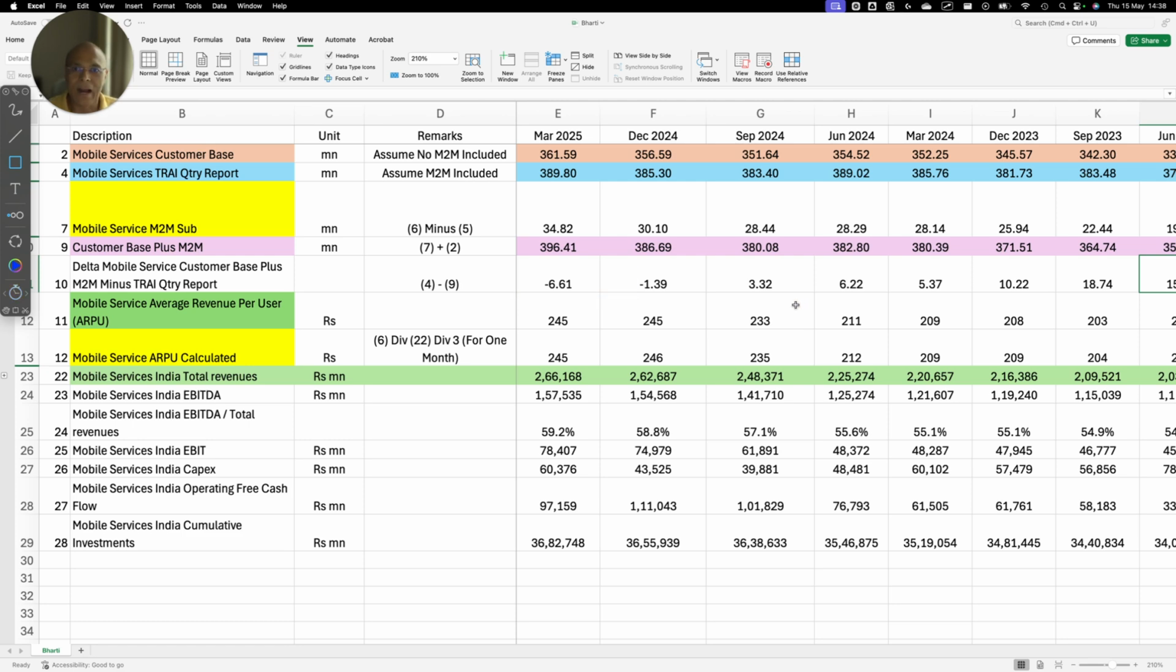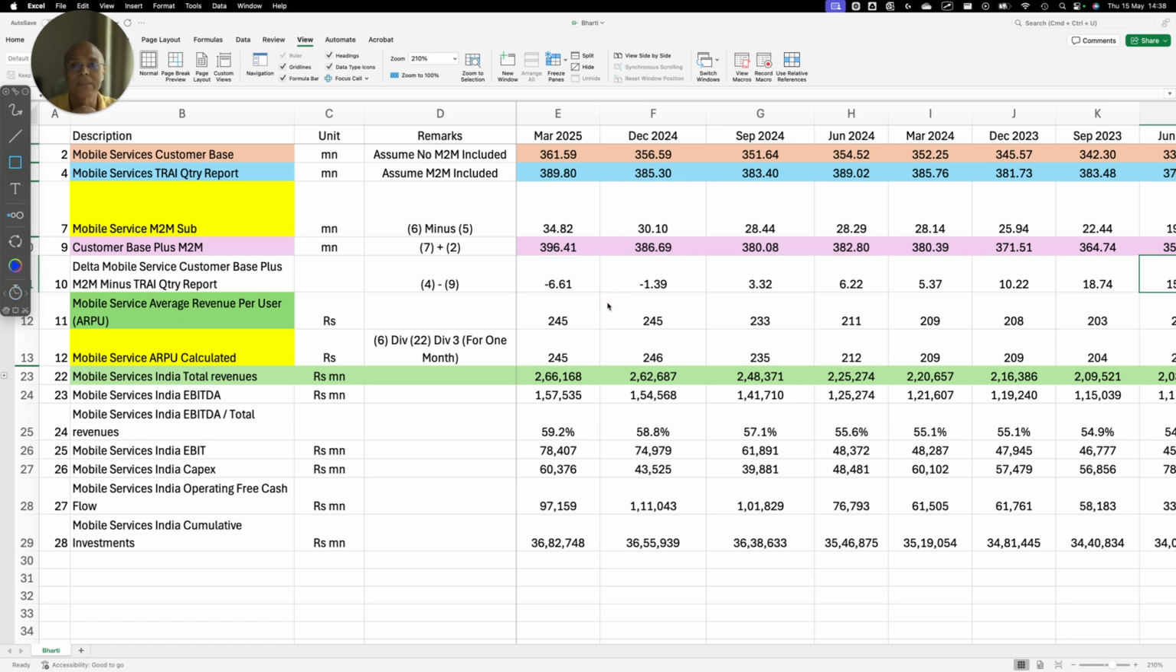Right? I cannot believe that Airtel will have this number when you subtract from 389.8, which is the TRAI number, the number which is 361.59 plus 34.82, which is 396.41. This number comes out to be minus 6.61.